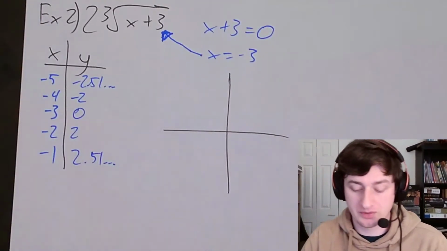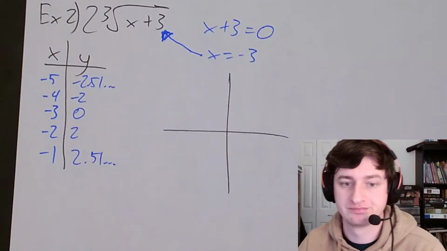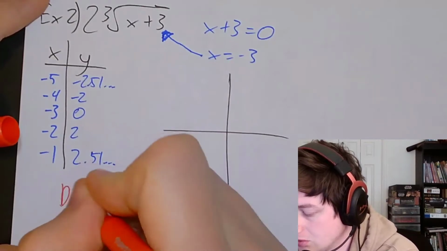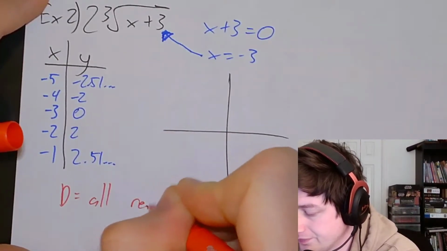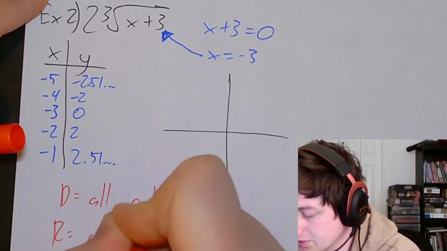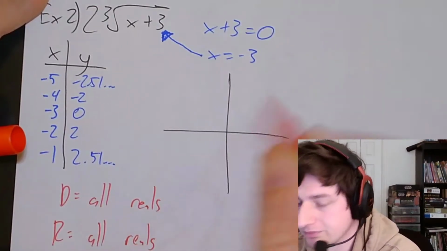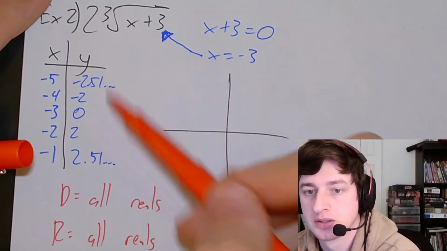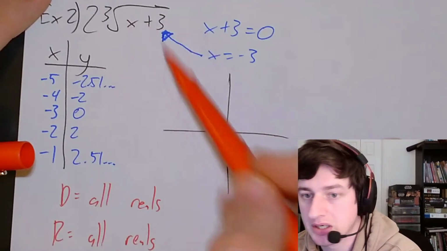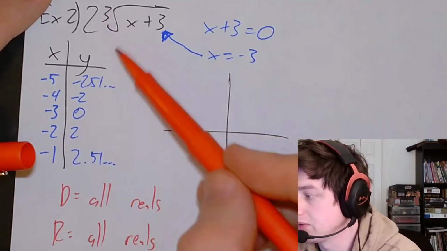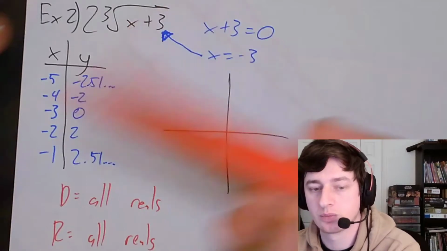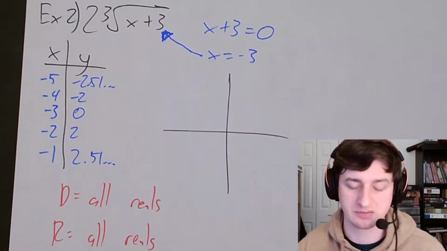And actually, before I even graph it, we can know the domain and range. Because it's cubic, the domain is all reals, and the range is all reals. I haven't even put anything on the paper here, and I already know, because I can put any number into here, and because it's cubic, we can have negatives inside and we'll get out negative numbers and positive numbers.